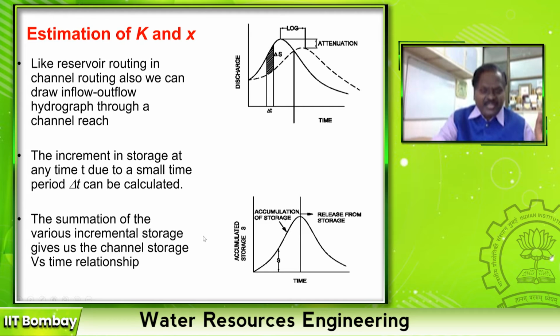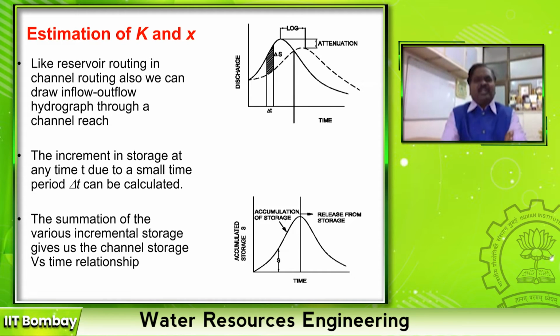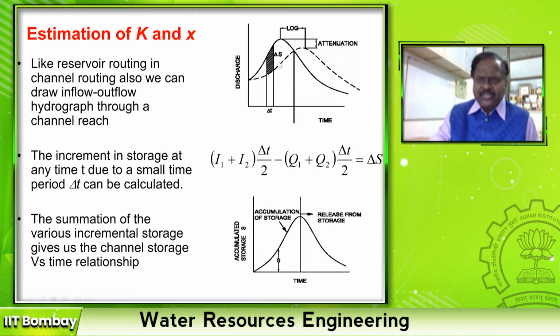Right? Let us see how they have estimated these Muskingum parameters. Like reservoir routing, for channel routing we can also draw the inflow and the outflow hydrograph. Assume that this is the inflow hydrograph and this is the outflow hydrograph. Consider a small time period delta T. Now for this delta T, initially there is a build up and then this is outflow, depletion. So then for every delta T, I am estimating the cumulative storage.